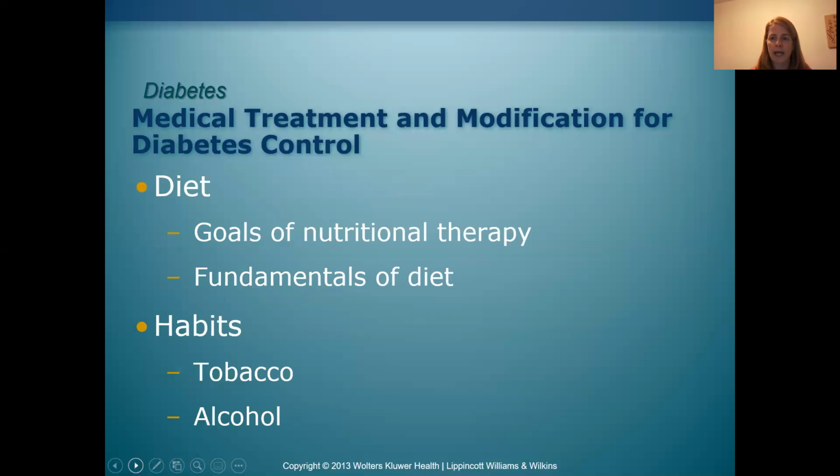We need to look at their diet and make sure that they are not taking in a lot of carbohydrates that are going to give them quick glucose. We want some longer lasting things that are going to have a lower glycemic index. We talked about that a little bit in nutrition last semester. Tobacco and alcohol habits are worse on a patient with diabetes. We want to watch the patient with longer appointments, because of them not being able to ingest any food.